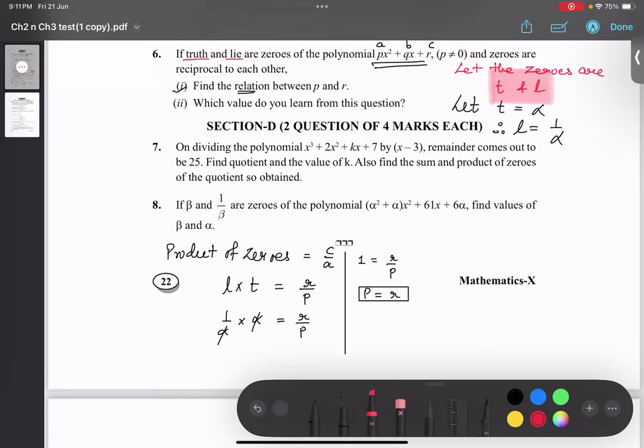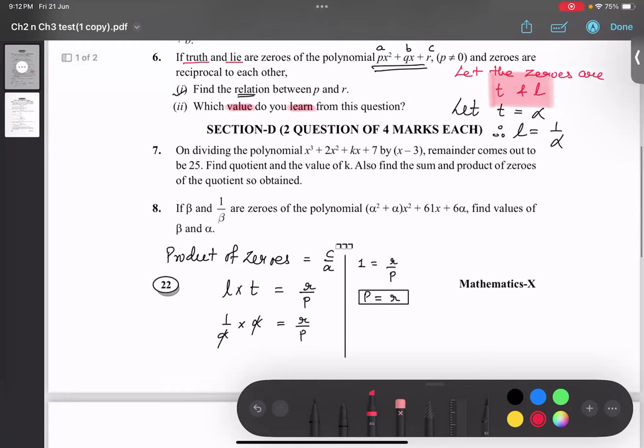Now the second question is, what values do you learn from this question? It is not talking about maths values. It is talking about general values. And the question is talking about truth and lie, and it is saying truth and lie are reciprocal. So the value I'm learning is, if somebody has more truth, lie is less. And somebody who is lying more, truthfulness is less. So that is the value I'm learning. Understood? Yeah, this was an interesting question, but definitely in a different way of writing.